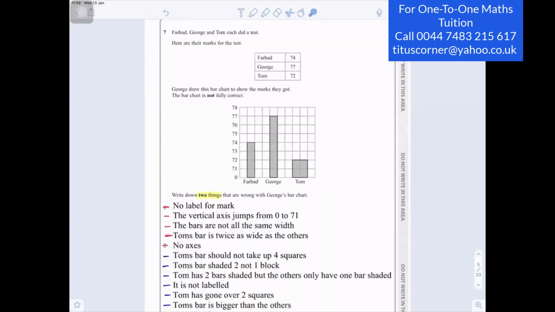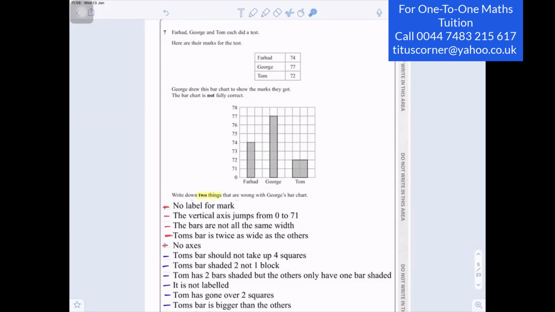Question number 7. Farhad, George, and Tom each did a test. Here are their marks for the test. Farhad 74, George 77, Tom 72. George drew this bar chart to show the marks they got. The bar chart is not fully correct. Write down 2 things that are wrong with George's bar chart. You need to have just 2 things.